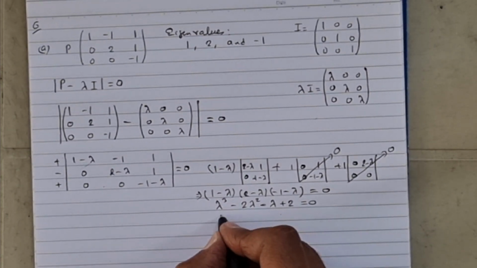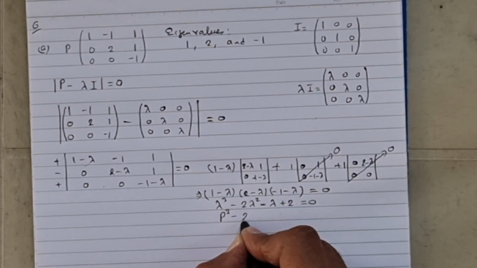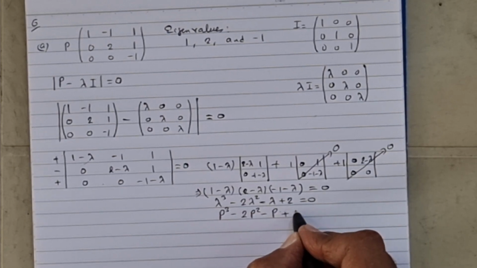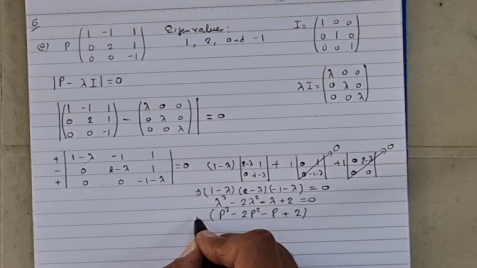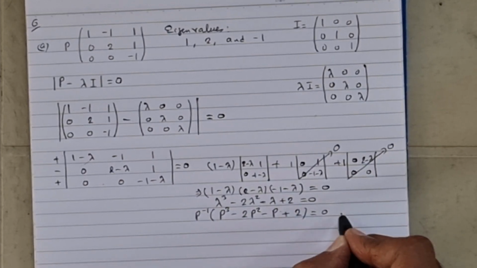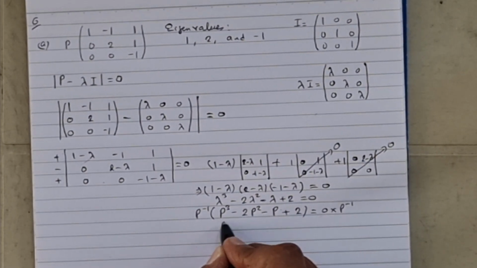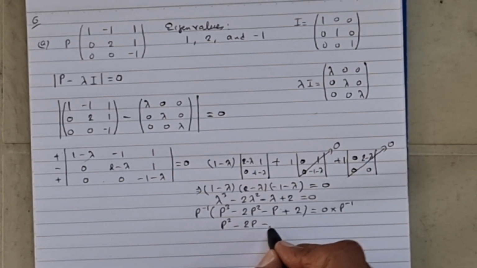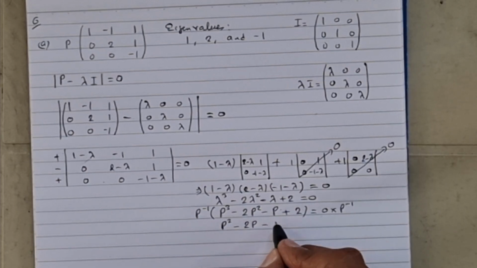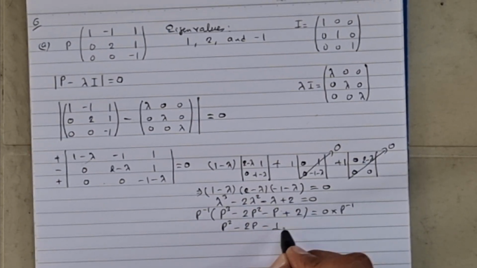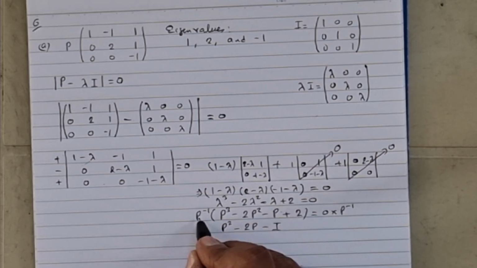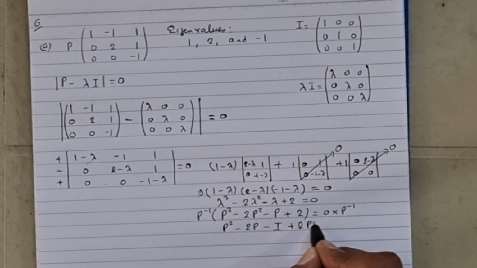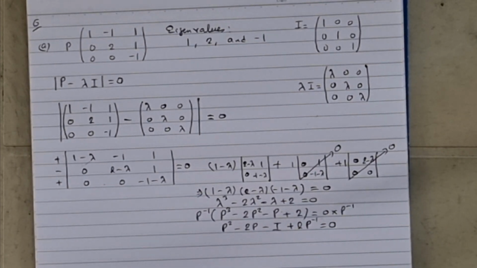And this is P cubed minus 2 P squared minus P plus 2 I. If I multiply by the inverse of P on both sides, it ends up as P squared minus 2P minus P to the power of 0, which is the identity matrix, and then plus 2 times P inverse, and all of that is equal to 0.